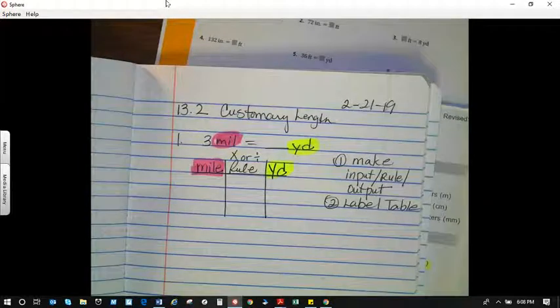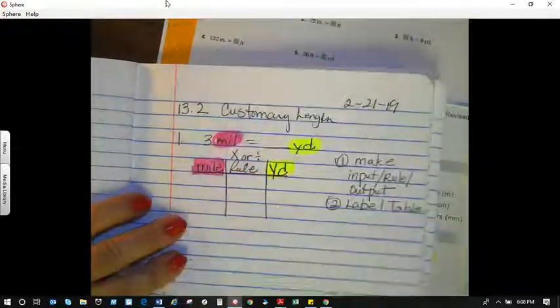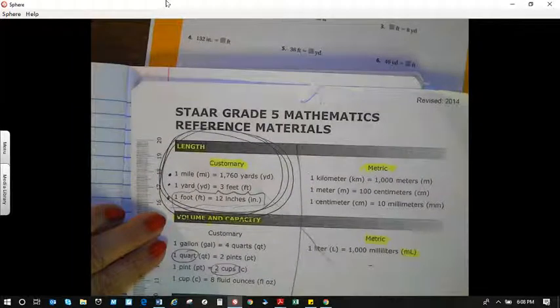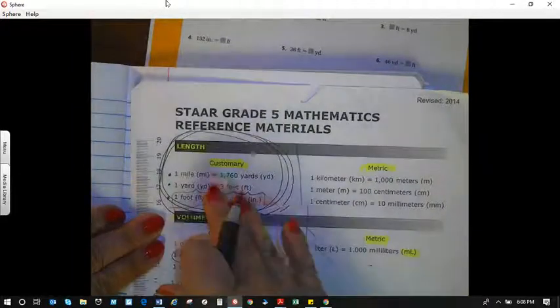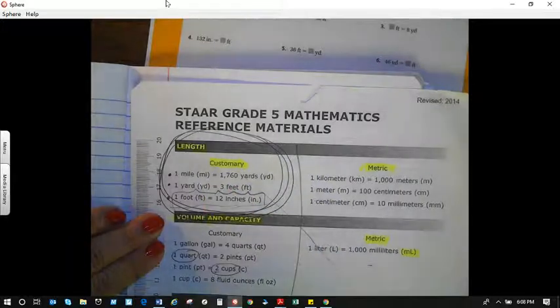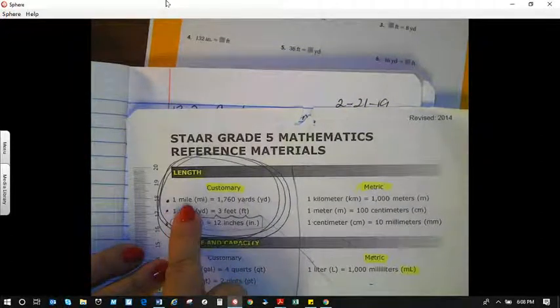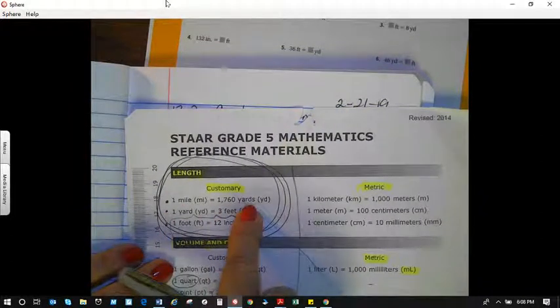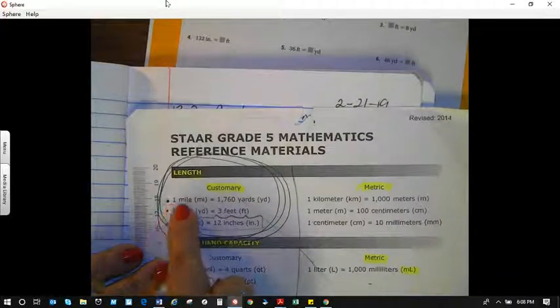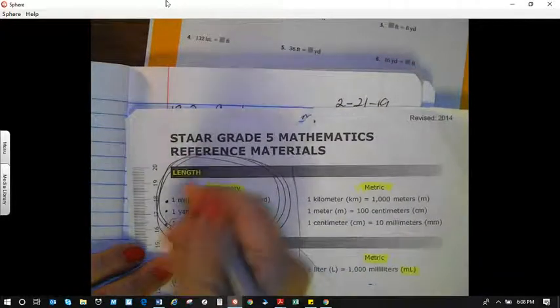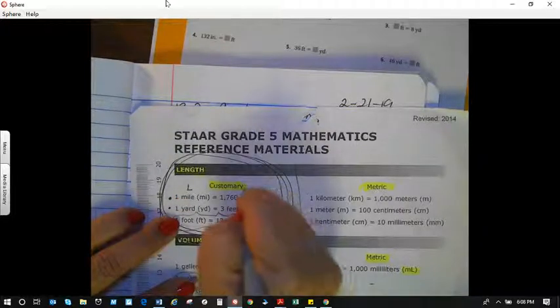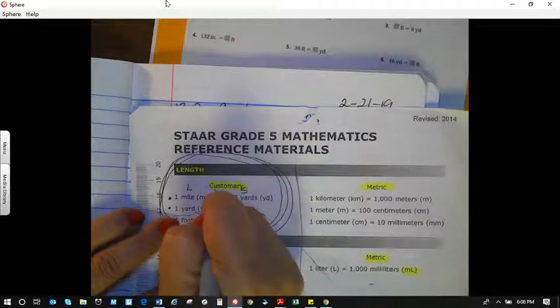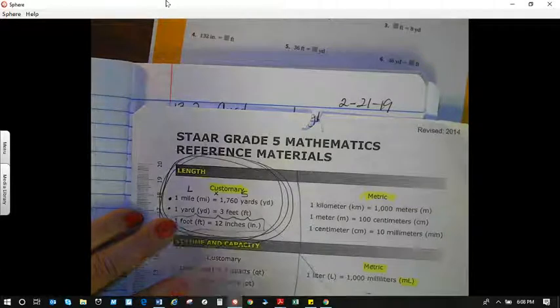All right, next thing I'm going to do, I'm going to look at my handy-dandy sheet because this is what you're going to have on STAR. So you don't have to memorize anything. You're just going to reference what you need to so that you can find the rule and then start the work. So I know I'm going from a mile to a yard. So I'm looking over here and I see 1 mile is equal to 1,760 yards. So I'm going from a mile to a yard. This is from a large to a small, so we said that we would multiply. We're going from a large to a small.